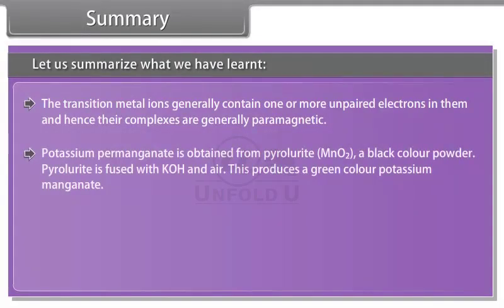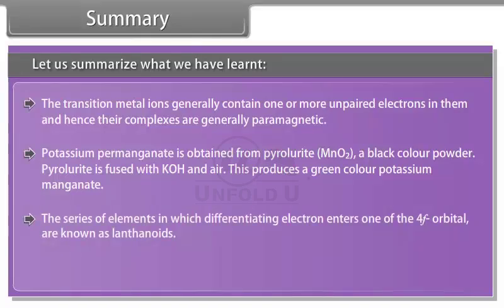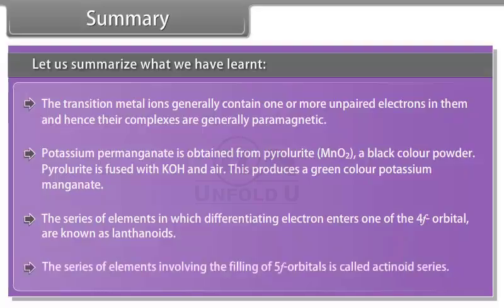Potassium permanganate is obtained from pyrolusite, a black color powder. Pyrolusite is fused with KOH and air. This produces a green color potassium manganate. The series of elements in which the differentiating electron enters one of the 4f orbitals are known as lanthanoids. The series of elements involving the filling of 5f orbitals is called the actinoid series.